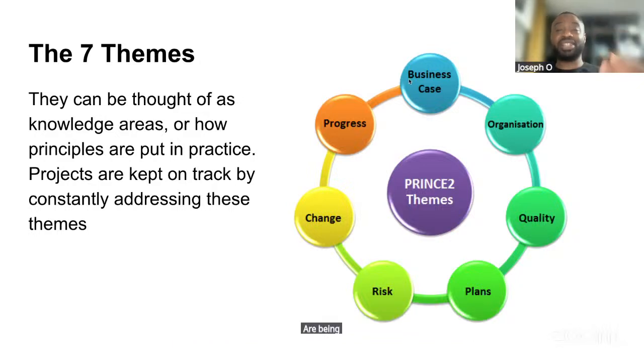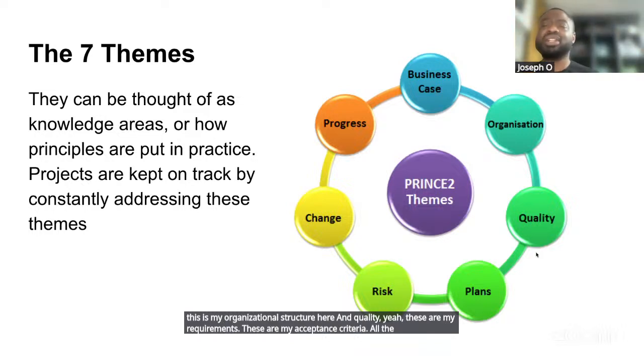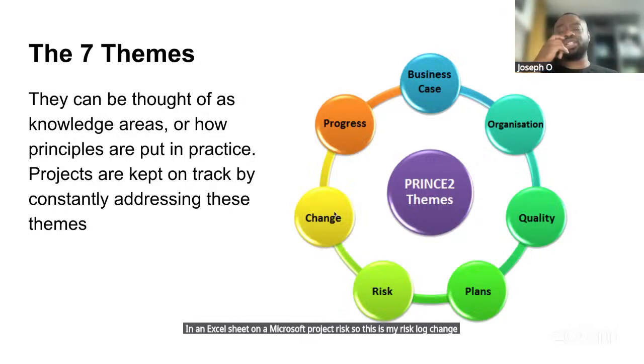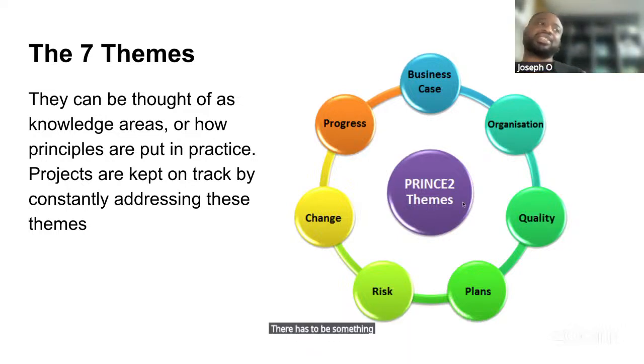And I've thought about it and I can actually show you proof that, yeah, business case, this is my business case. Organization, oh yeah, this is my organizational structure here. Quality, yeah, these are my requirements. These are my acceptance criteria. Oh, the plans, here are my plans in an Excel sheet or a Microsoft Project. Risks, this is my risk log. Change, this is my change process. This is my change authority. Progress, these are the reports I give every week, every month. There has to be something backing the 7 things as a project manager.